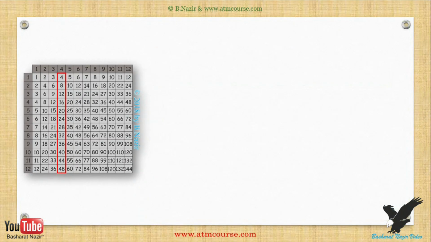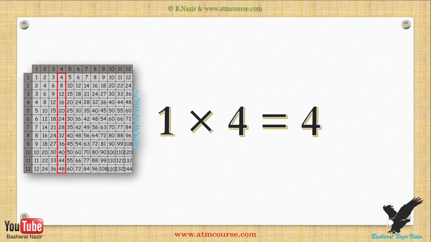This is how we use the grid. To multiply 1 by 4, we first select the 1 from the left gray column on the grid and then move across the grid until we are in the 4 column, marked in red. Where the row for 1 crosses the 4 column, this gives you the answer. The answer for 1 times 4 is 4, so we say 1 times 4 is 4.